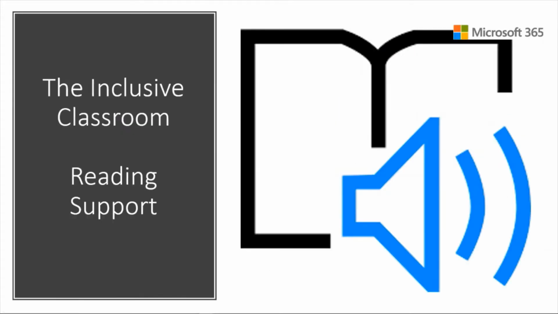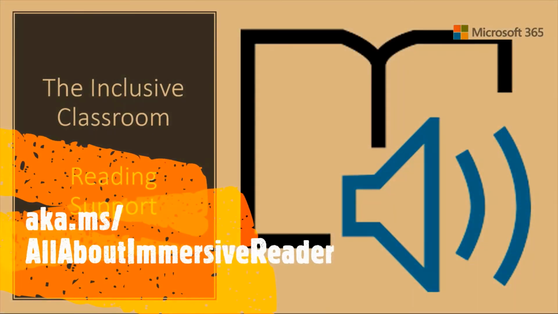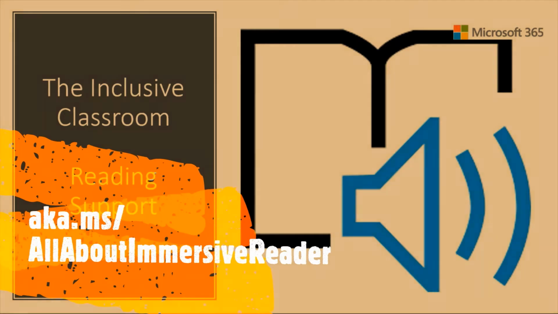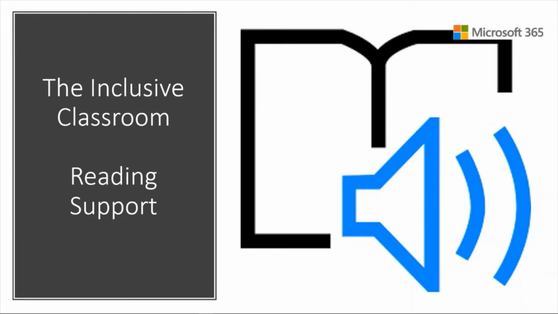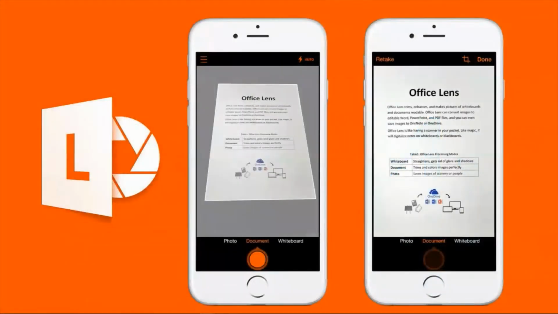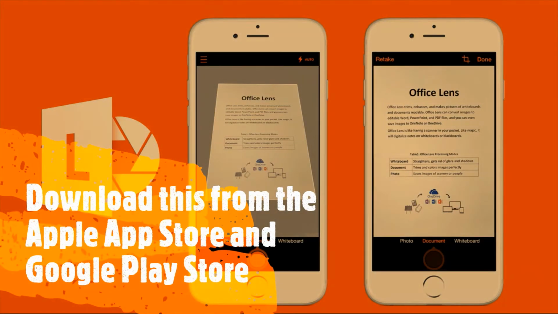Now, where we start of course is Immersive Reader. I'm going to give you lots of links and lots of places you can go and find out all about Immersive Reader if you missed that. But Immersive Reader does amazing stuff for students, all right? So that's the starting point. But the second point, of course, is Office Lens, all right? So Office Lens is built into your iPhone and also your Android device. It's in your iPad and also your Android tablet as well.